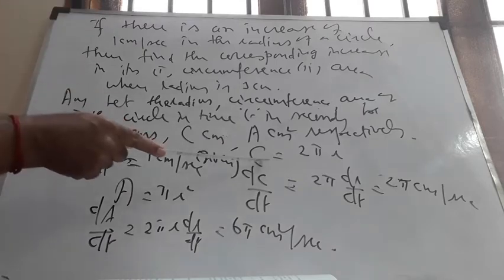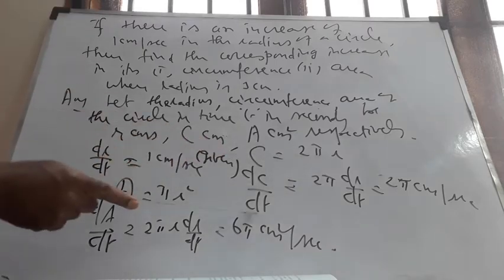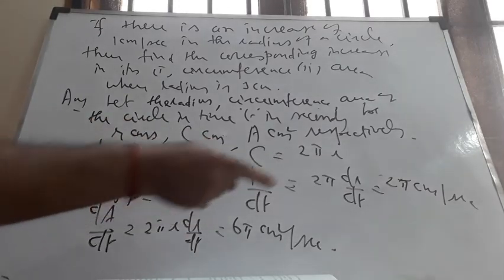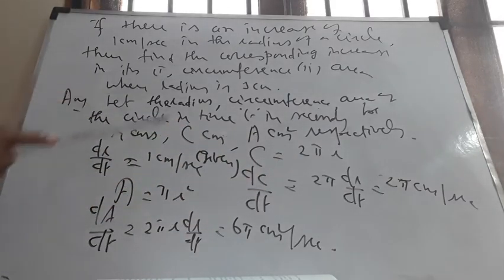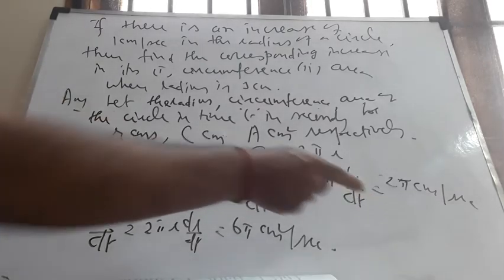Now the formula for C is 2 pi r. So dc by dt is 2 pi dr by dt. I am differentiating with respect to t throughout. For 2 pi into dr by dt, which is 1, we get 2 pi centimeter per second.